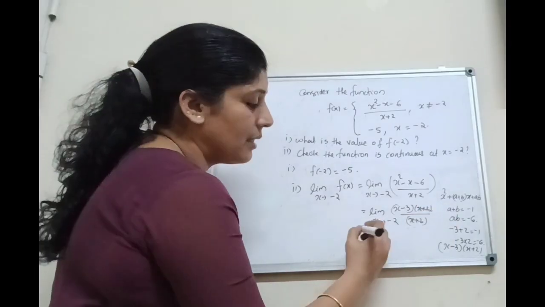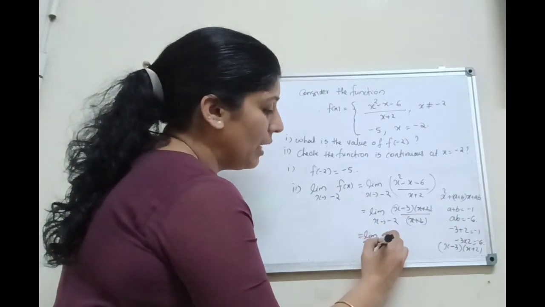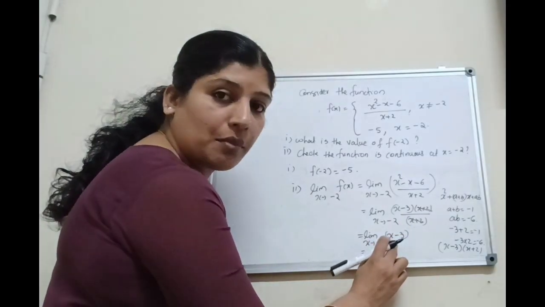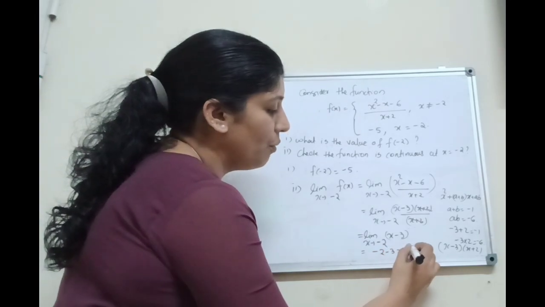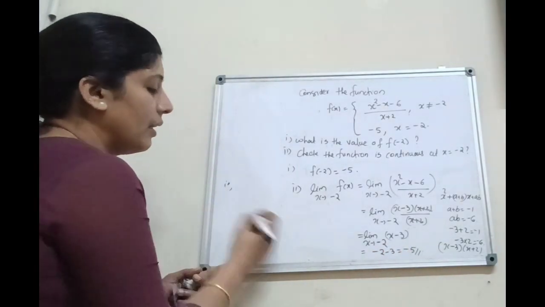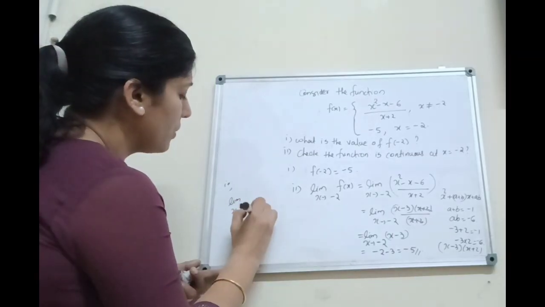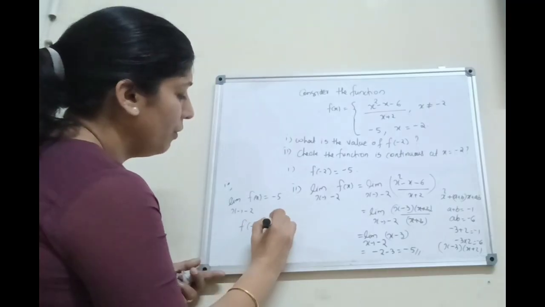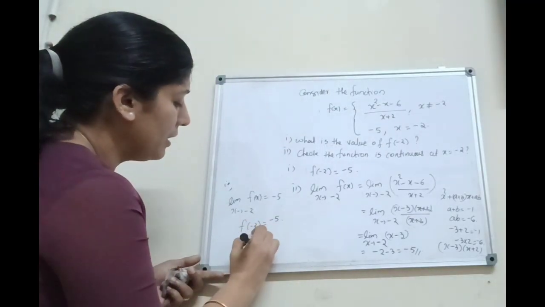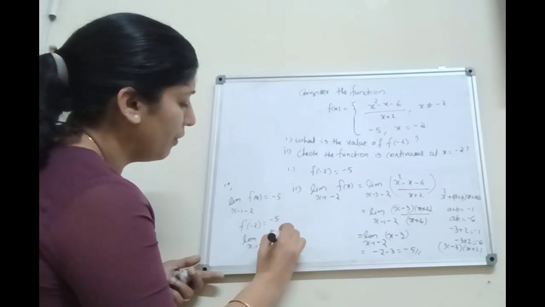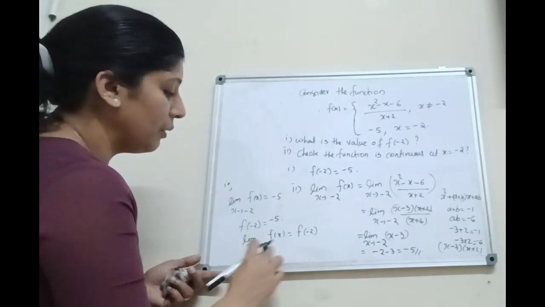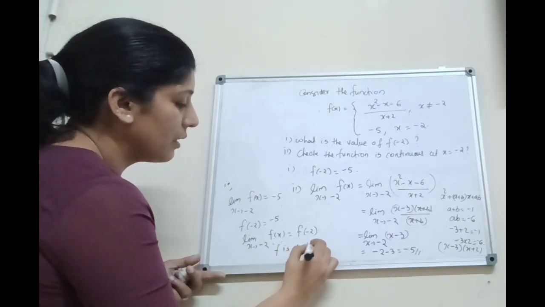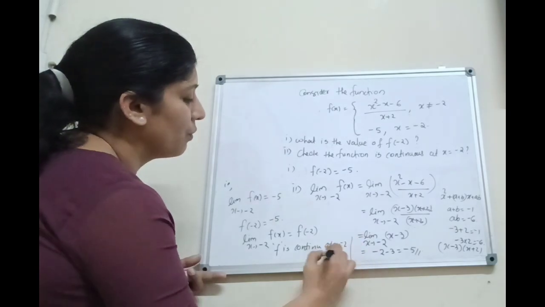Now here x plus 2 cancels. That implies limit x tends to minus 2 of x minus 3. That is minus 2 minus 3, which is equal to minus 5. That is, here limit x tends to minus 2 f of x equal to minus 5 and f of minus 2 is also equal to minus 5. That means limit x tends to minus 2 f of x equal to f of minus 2. That means it will be equal. Therefore, the function f is continuous at x equal to minus 2.